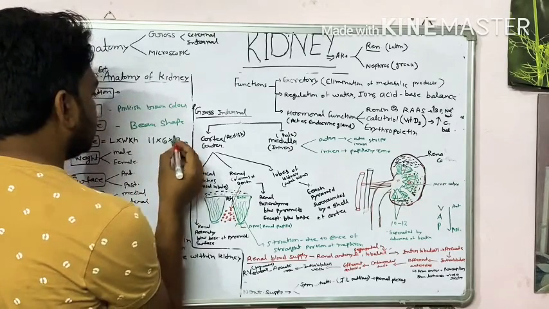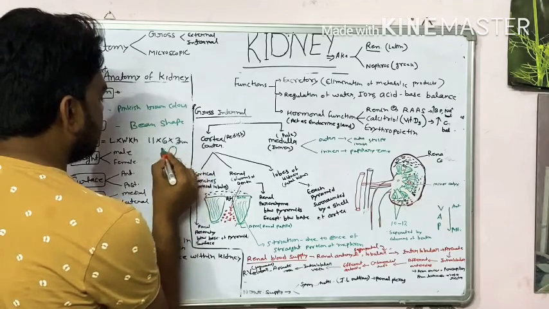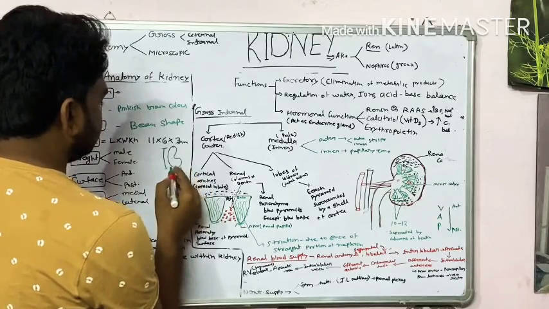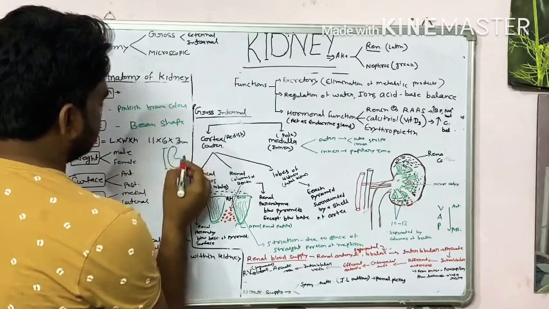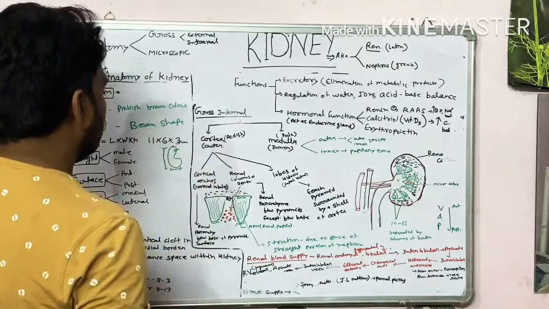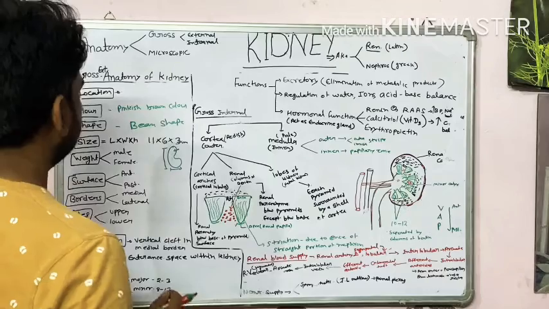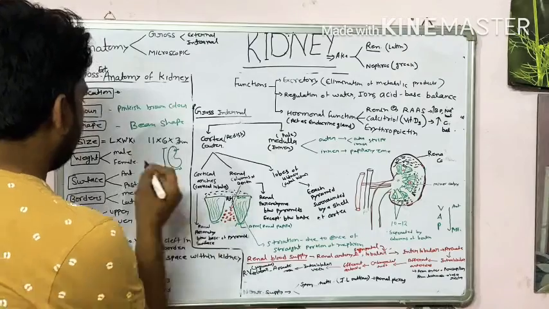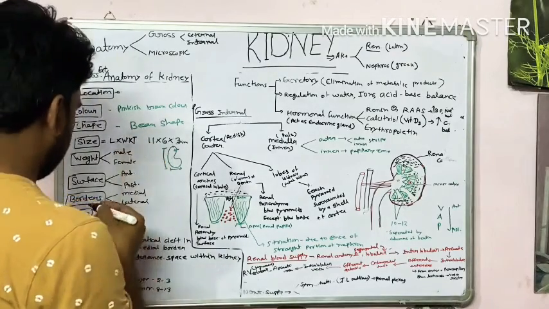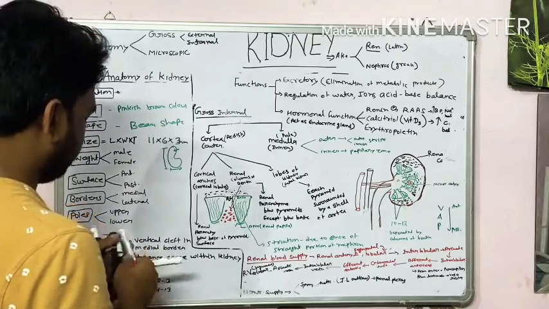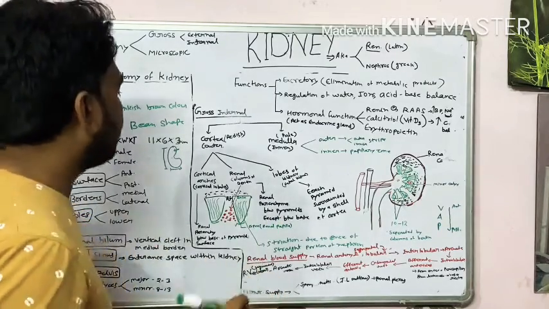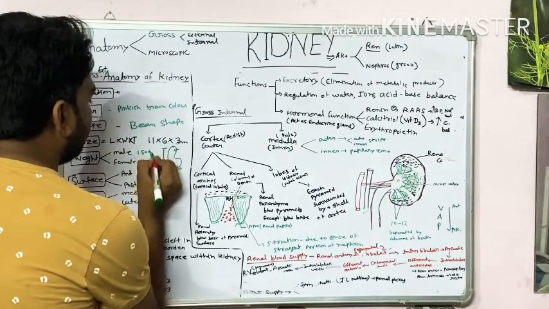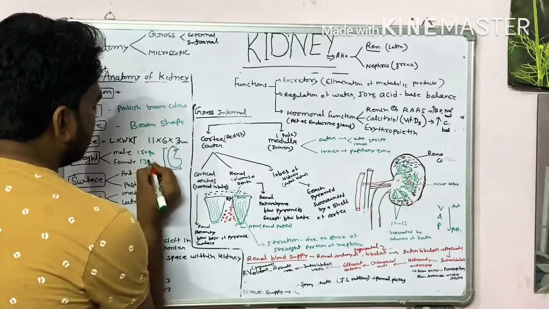So this is the kidney, this is the length, and this is the thickness. Length, width, and thickness. Now the weight of the kidney: normal kidney weight in males is about 150 grams, and in females about 130 grams.